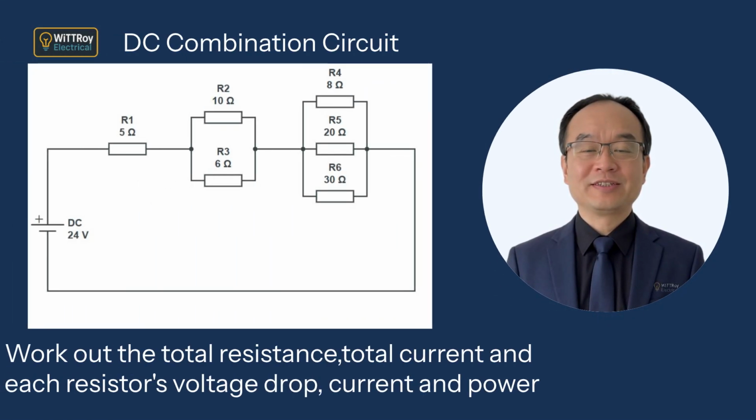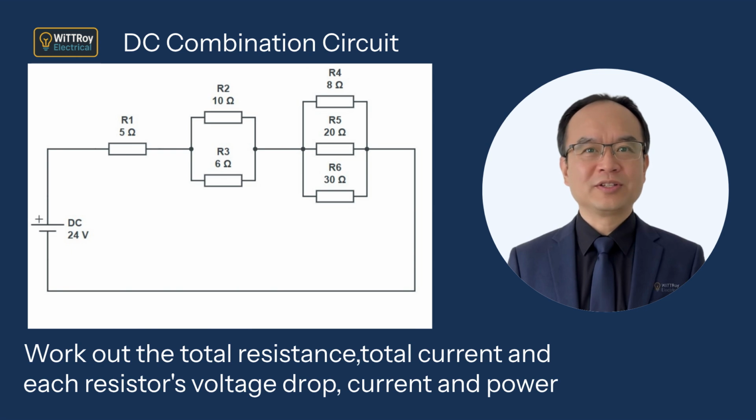This circuit includes a series resistor R1, which is followed by two parallel sections. The first parallel section consists of resistors R2 and R3, while the second parallel section contains resistors R4, R5, and R6. The circuit is powered by a 24 volts DC supply. Let's work out the total resistance, total current, and each resistor's voltage drop, current, and power dissipation.